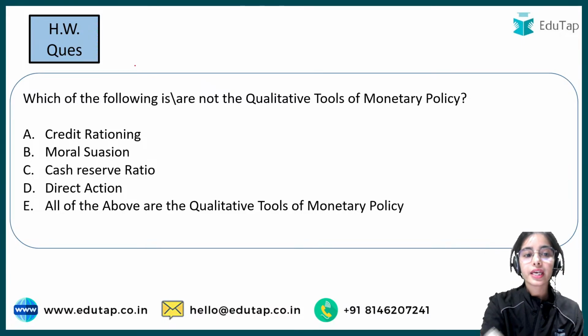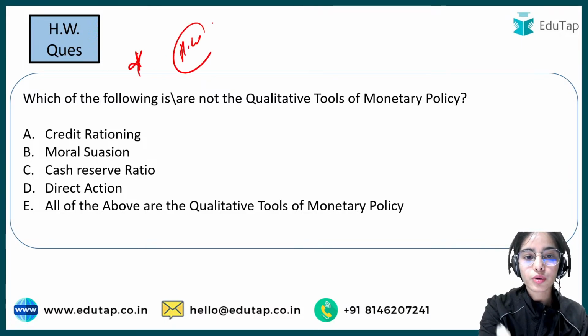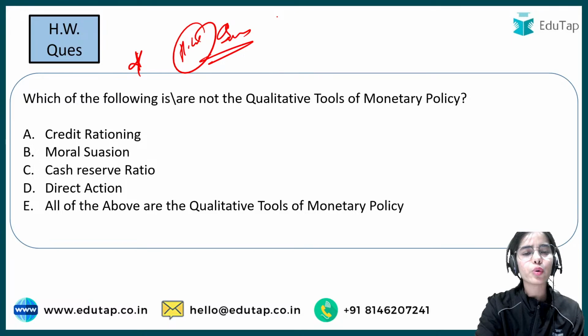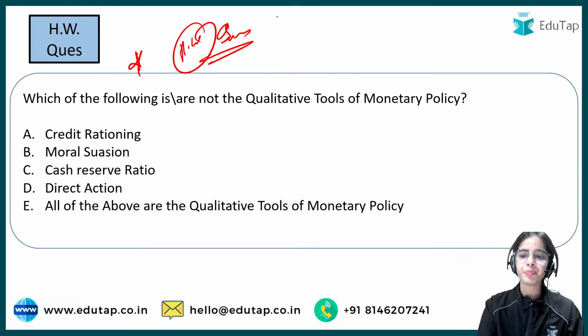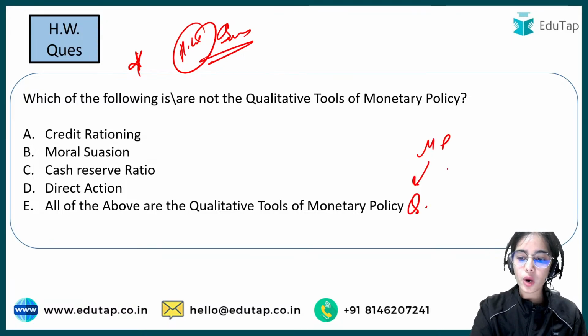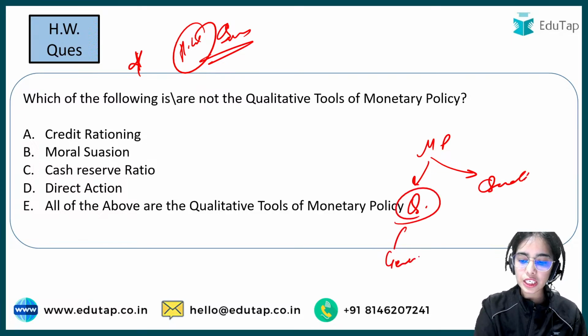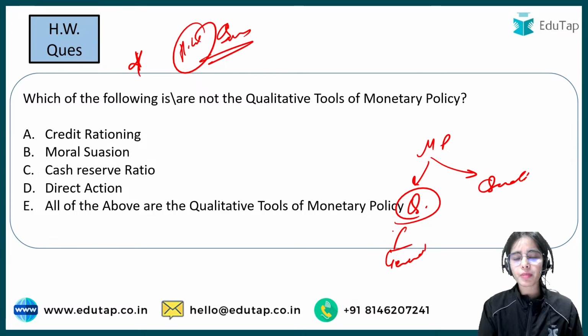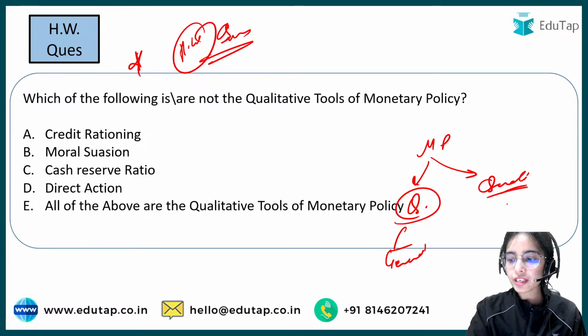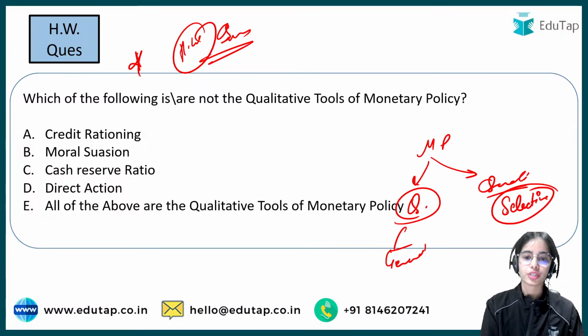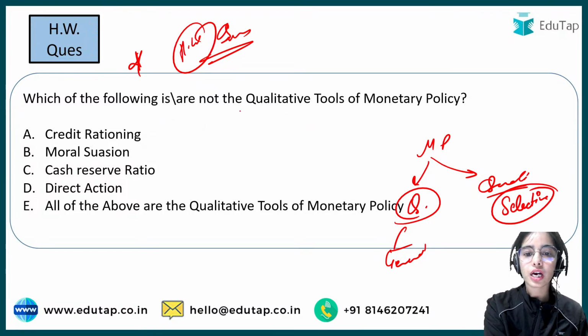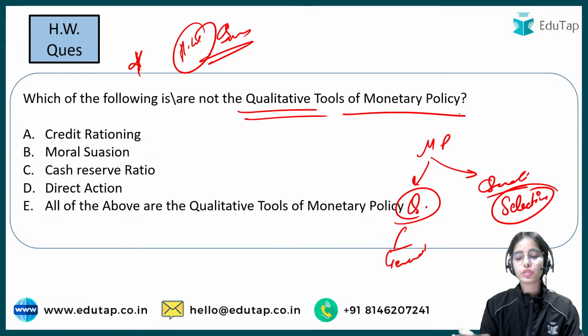So now here is the homework question for you all. I hope you will be easily able to answer this question. In the monetary policy, there are the quantitative tools and qualitative tools. Quantitative tools are general in nature that affect all the banks and such. Qualitative tools are selective credit control tools and they are selective in nature. You have to tell which of the following is or are not the qualitative tools of monetary policy.